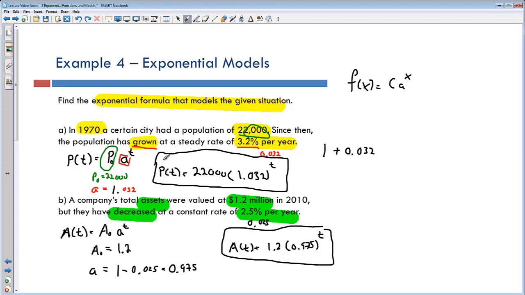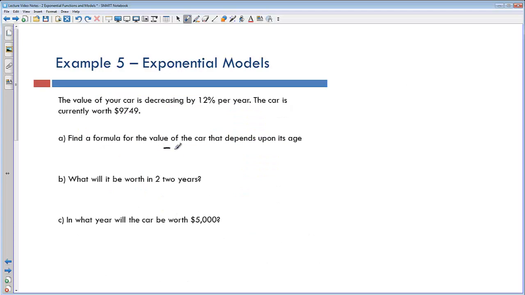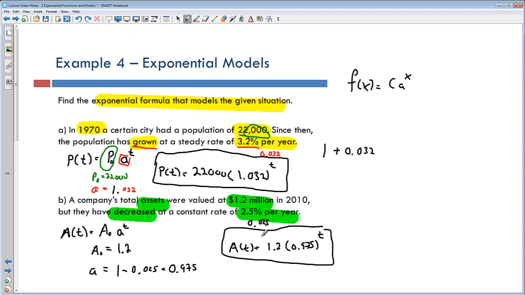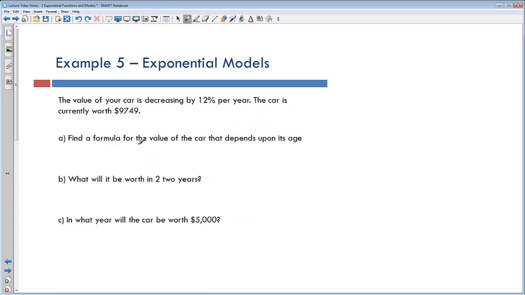Let's do the next problem, which is you're going to find a formula, but then you have to use it to actually do something, right? So up here, we didn't really ask you anything, how do you use these formulas to do something? Like, what would the population be in 1975? So you could actually ask that question. Or how long will it take for the population to reach 45,000? Right, so these are input and output questions. Let's do an example that has one of those.